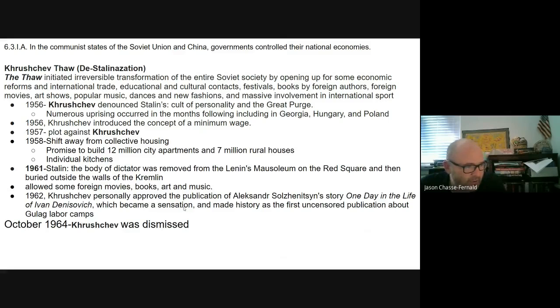One other thing to note here is that the publication of Alexander Solzhenitsyn is a big deal, because it's Alexander Solzhenitsyn who we get The Gulag Archipelago from, and we get the very first uncensored publications of what was going on inside Stalin's Russia.